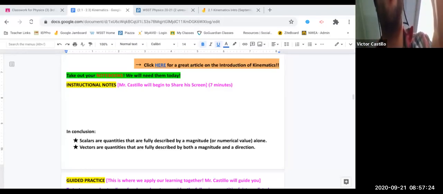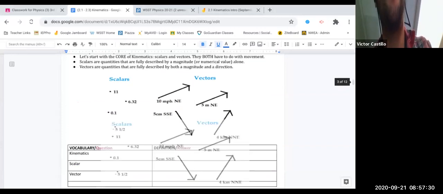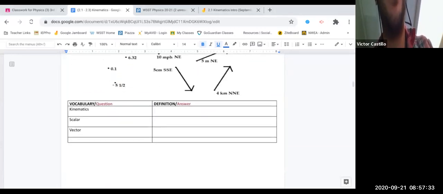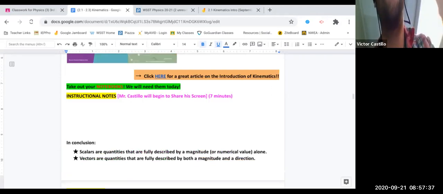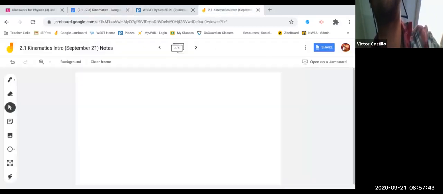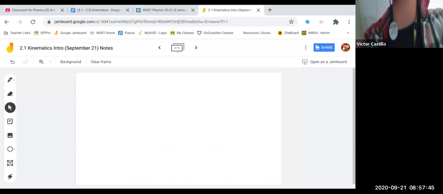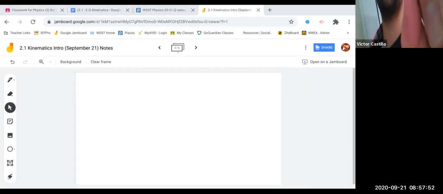So we're about to go over the notes for today for 2.1. We just went over the do now and then the think, pair, share question. So now we're going to go into our notes, and you will need your notebook. If you have your notebook, please take it out at this time. Let's get started. I'm going to put 7 minutes on the clock. Now, I just started my time.